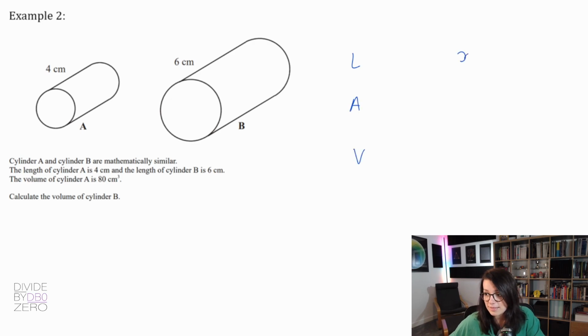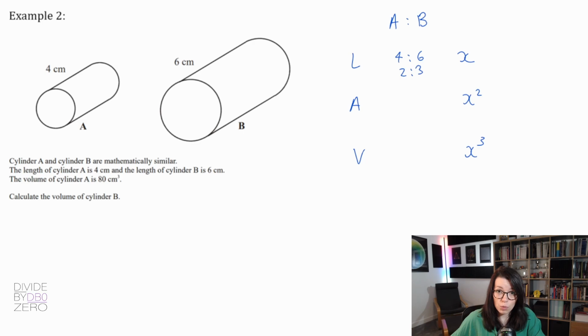LAV on the side, x, x squared, x cubed, and then a reference to the two shapes, so A and B at the top. Now we can fill in what we know. So we know that the length of A is 4 and the length of B is 6. Again, my recommendation would be to simplify the ratios as you go along. So that simplifies to 2 to 3.